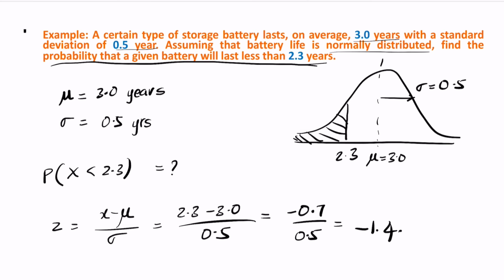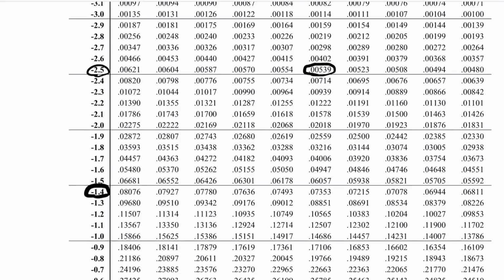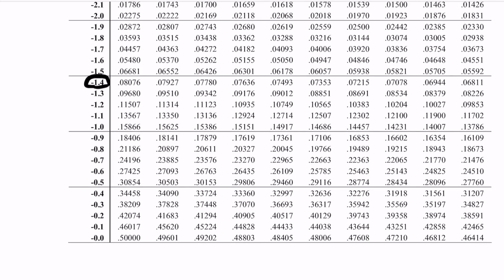So now we can convert this P of x less than 2.3 into P of z less than minus 1.4. Now we are finding the probability of z less than minus 1.4. How will you find this? Let's go to the table back again. This is minus 1.4 and 0.00. So minus 1.40 total. So this is the value 0.08076. Right. So this is the value 0.08076.